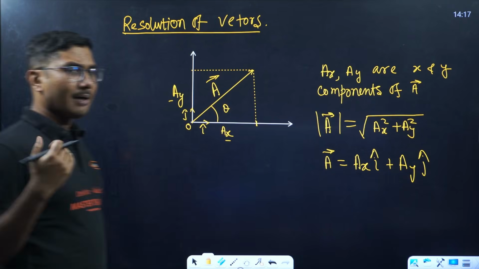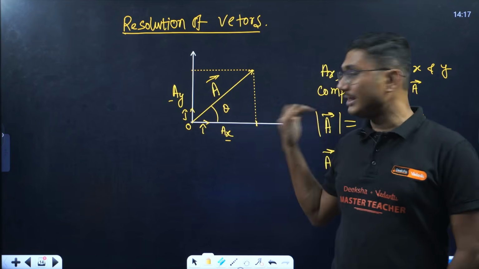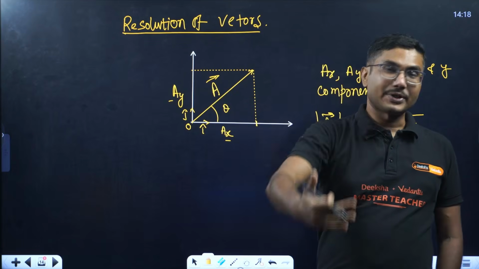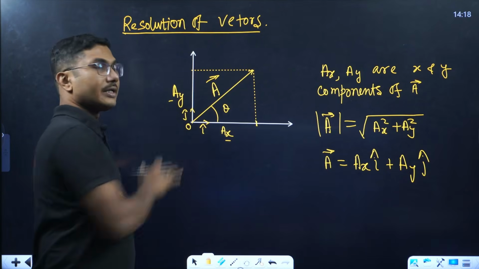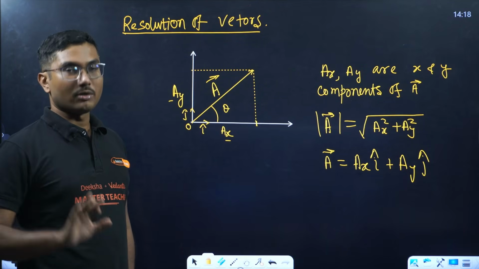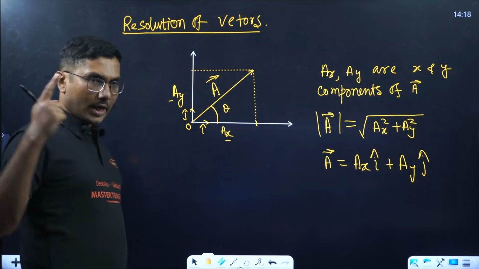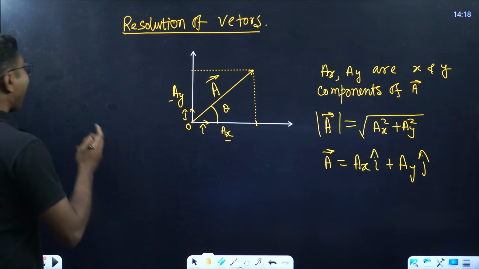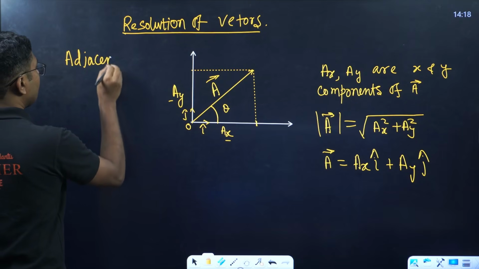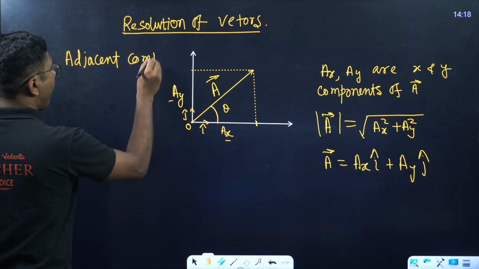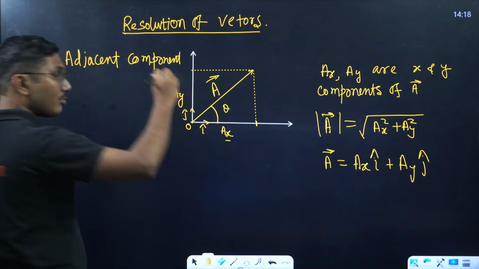This might come in many cases in future when you are doing laws of motion. If you have a doubt here, all your upcoming chapters will be in trouble if you do not understand how to find the x and y components. So if one angle is known, always remember the adjacent component. What is the adjacent component over here? The adjacent component to the angle theta.